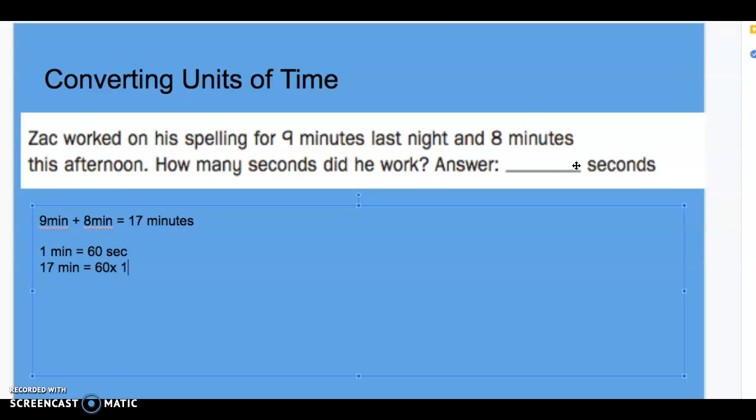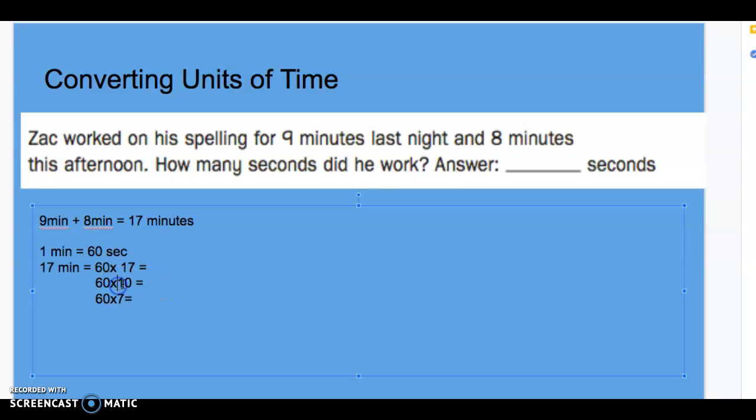60 times 17. That's a really big number to multiply. Even if I took the 0 away, 6 times 17 is still large. So I'm going to teach you a trick. When you come across a number that's really large and tricky to multiply, break it up into 2 smaller numbers. 60 times 17 is the same thing as 60 times 10 plus 60 times 7.